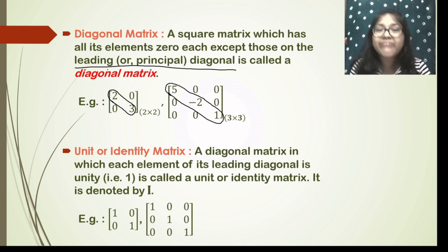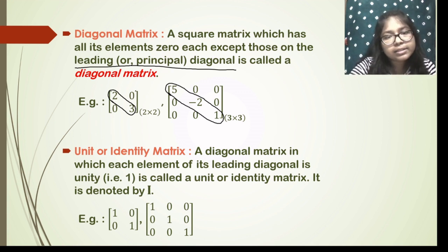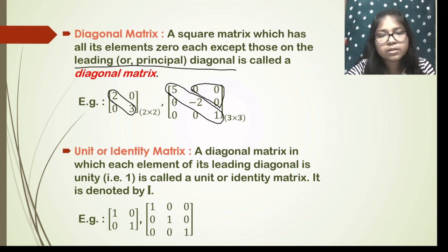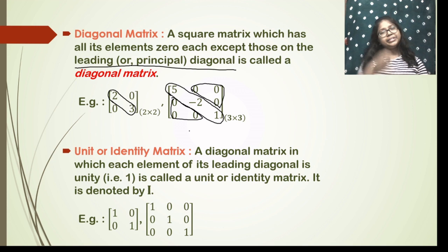So in case of diagonal matrix, all the elements are 0 except the elements of left diagonal. See here, this is 0, this is 0, only the left diagonal is 2 and 3. 0 0 0 0 0 0. Only see the left diagonal, 5, minus 2, 1. Got it?